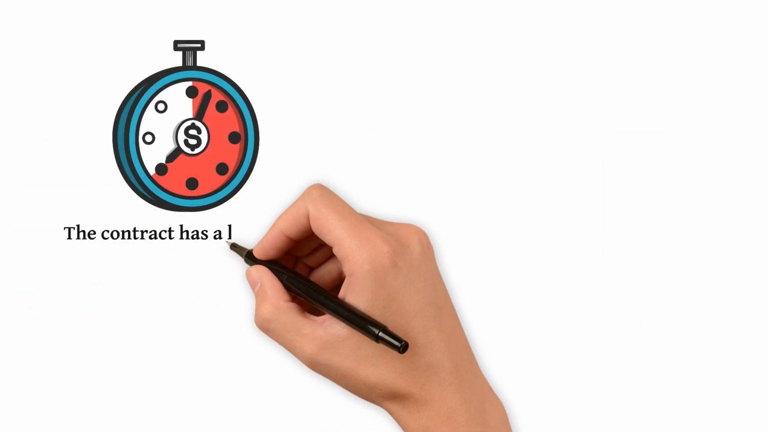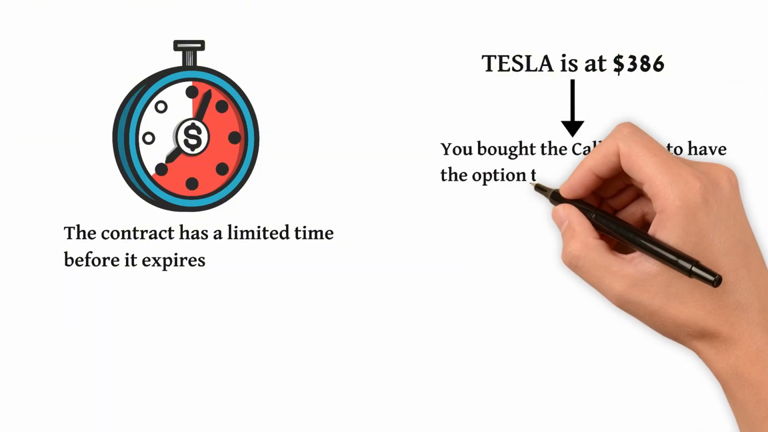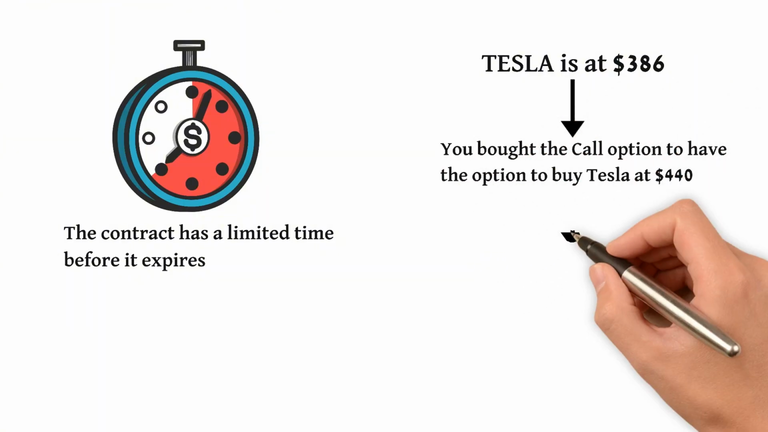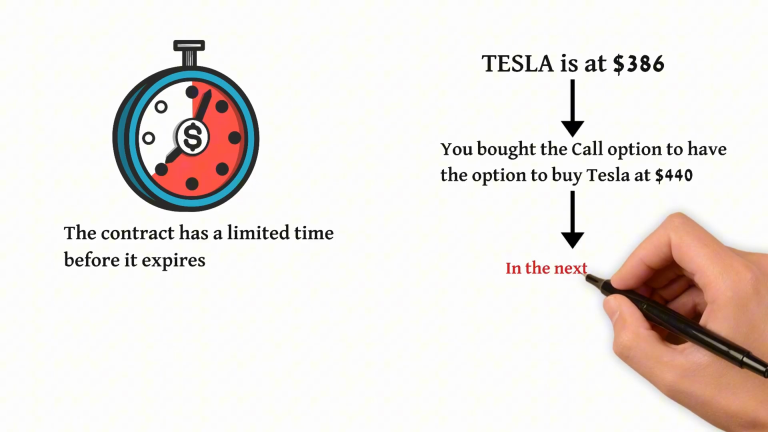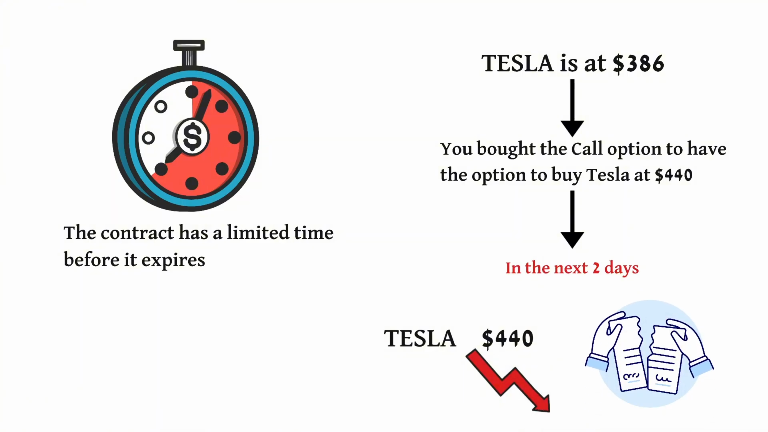Now let's talk about how you lose money. The contract has a limited time before it expires. If the stock price doesn't hit the strike price or higher, then it's worthless. So Tesla is at $386. You bought the call option to have the option to buy Tesla at 440 in the next 2 days. If Tesla is at 440 or lower, then your contract is worthless.